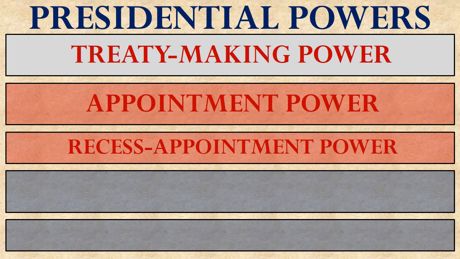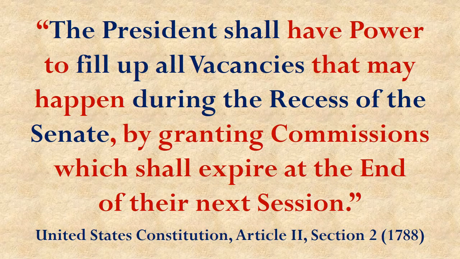Another way that the president can exercise the appointment power is through what are called recess appointments, which are described separately in the Constitution. In Article 2, after talking about the president's appointment power, which we just discussed, it says that the president can also fill vacancies in some of these offices that he can appoint people to during the recess of the Senate.